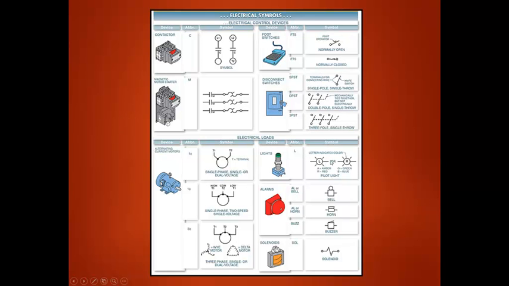Lamps in a schematic diagram are always indicated with a circle with what looks like lights coming off of them. Bell, horn, buzzer, and a solenoid. Those are all symbols for electrical diagrams.